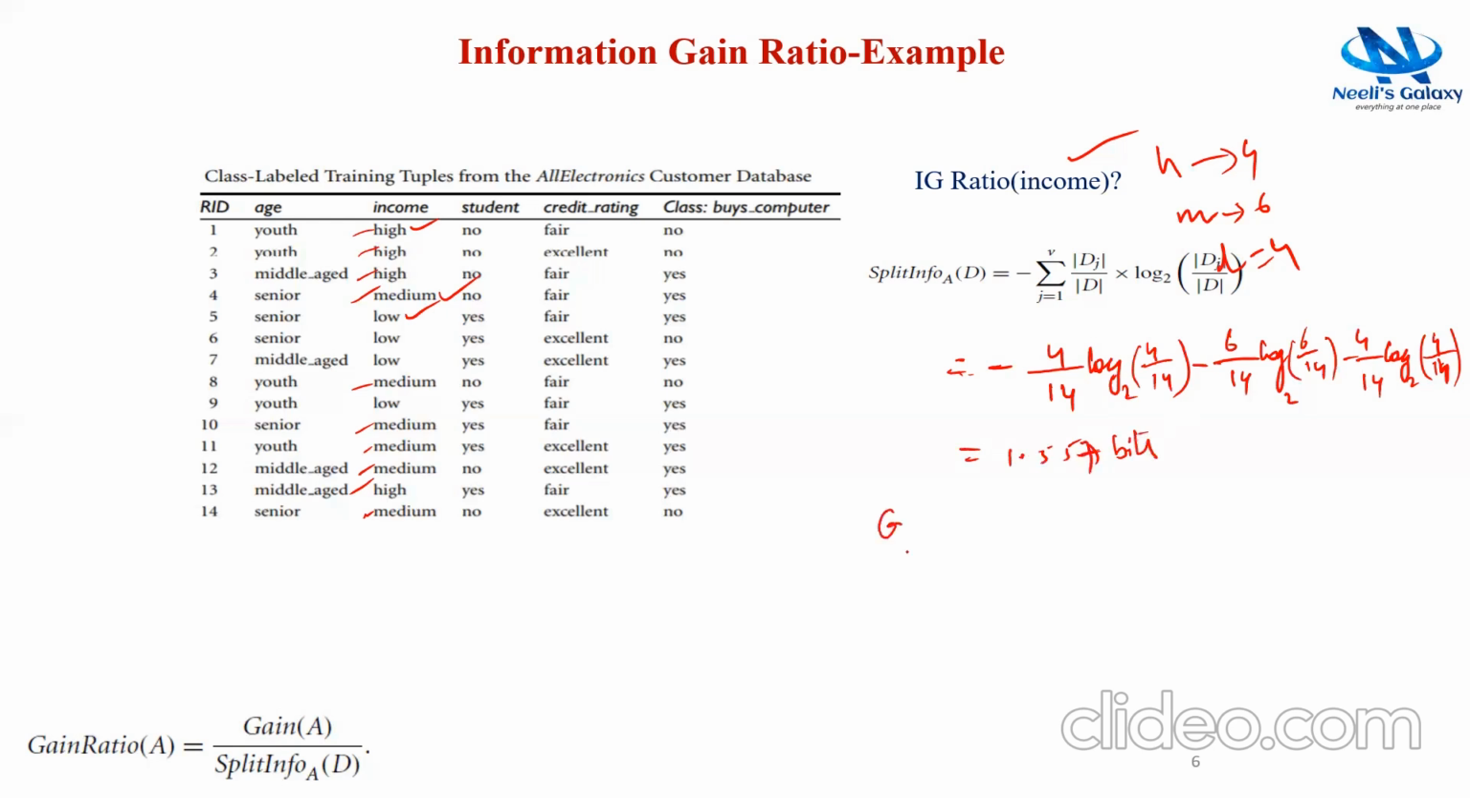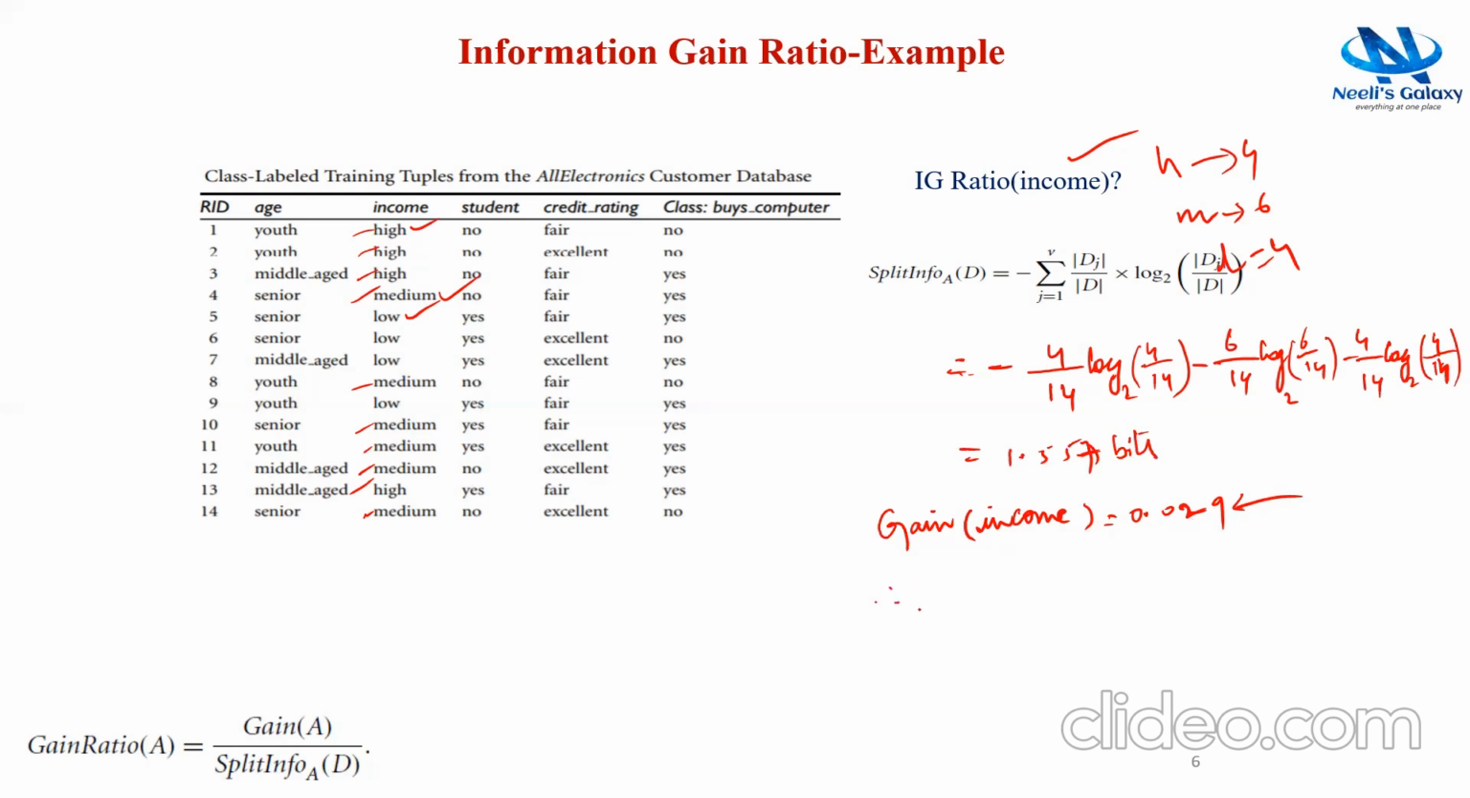We can get the gain of income as 0.029. This you can get from the previous video on information gain, whose link is provided in the description. The process of calculating the gain value you can get from that. From that video, I have the value of gain of income as 0.029.